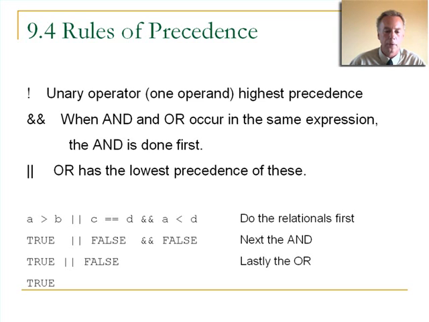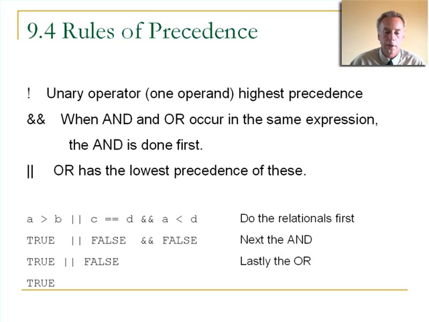So here's the example. We have A is greater than B, or C is equal to D, and A is less than D. I don't know what these A, B, C, and D variables mean. We're just using those for the purpose of looking at the logic in these expressions. So in this case, we would do the relationals first. We're going to read this slide from that expression starting A is greater than B. We'll read it down and look at how to evaluate the expression. We'll do the relationals first.